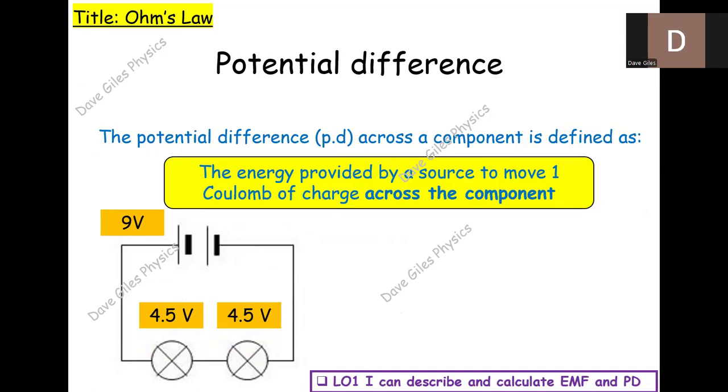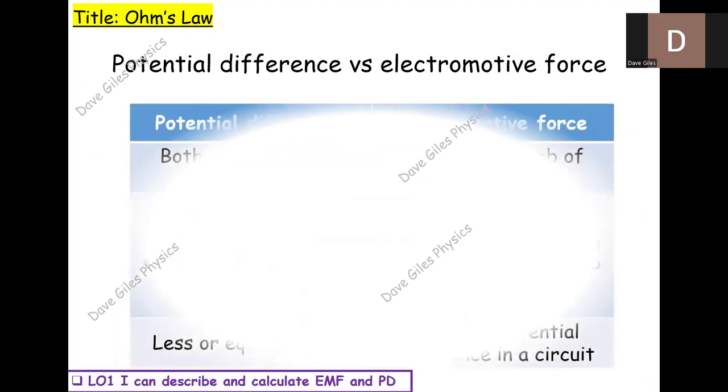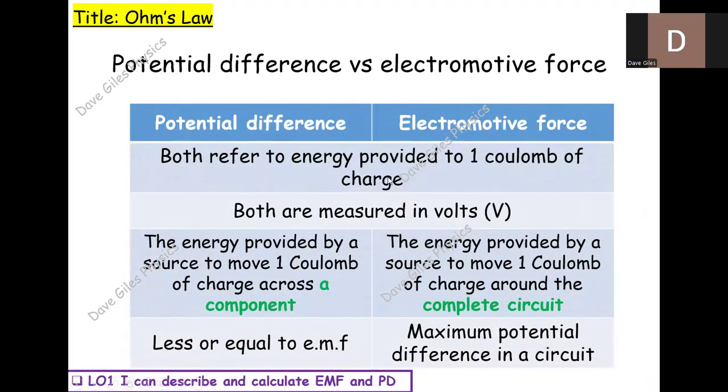Let's compare them. So they both refer to energy provided to 1 coulomb of charge. They're both measured in volts. The definition is slightly different. For PD, potential difference, it is the energy provided by a source to move 1 coulomb of charge across a component, whereas EMF is the energy provided by a source to move 1 coulomb of charge around the complete circuit. So there's a slight difference in definition there.